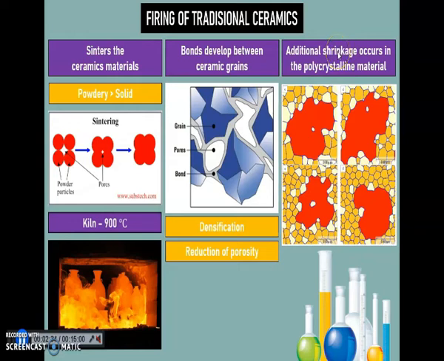Additional shrinkage occurs in the polycrystalline material. So bila kita panaskan powder tu, dia akan sinters, dia akan jadi solid. Di mana kalau tengok ni saiz kuning-kuning jadi besar kan. Bila lama-lama dia akan jadi kecil sebab dia shrinkage.